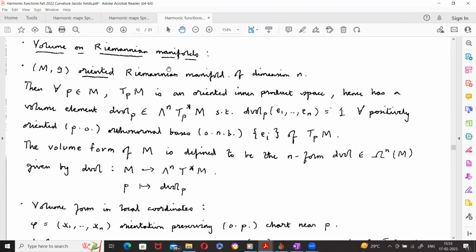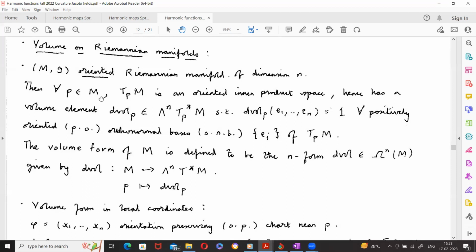So for this, let me assume that I have an oriented Riemannian manifold, right? So remember, oriented means I have a choice of orientation on each tangent space, which varies continuously with the point. So then what can I do? I want to define a volume measure given by integrating some top degree form, of degree n, which will be called the volume form. So how do I obtain this volume form?